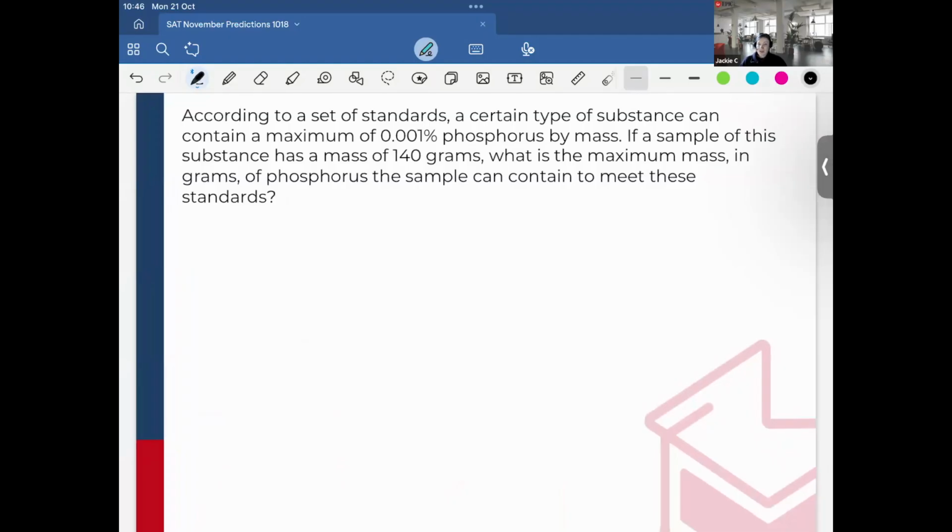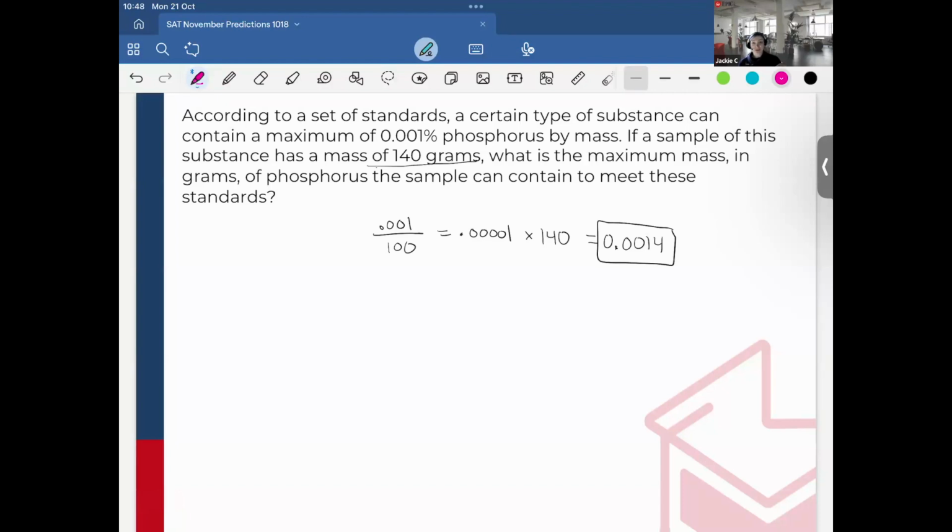A final one. Okay, according to a set of standards, a certain type of substance can contain a maximum of 0.001%, which will just be 1, 2, 3, 4 zeros, phosphorus by mass. If a sample of the substance has a mass of 140 grams, what is the maximum mass in grams of phosphorus the sample can contain to meet these standards? So basically, I just need to multiply this percent by 140 grams. Just be super careful when putting in the zeros in your calculator. So this would be 0.0014, and that would be the correct answer. Amazing. So continue our journey.